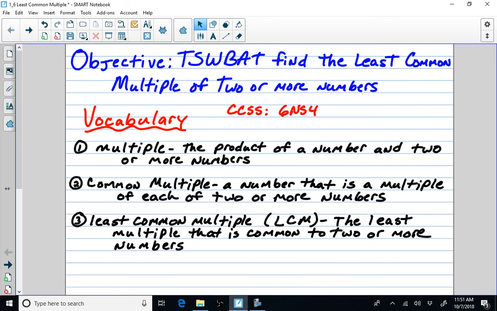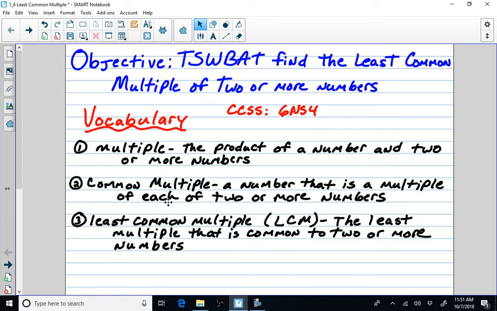Our objective today is that the student will be able to find the least common multiple of two or more numbers. Our vocabulary that we will use today: first, we need to know what the word multiple means. It is the product of a number and two or more numbers.